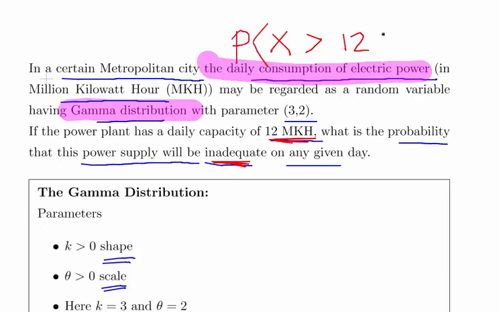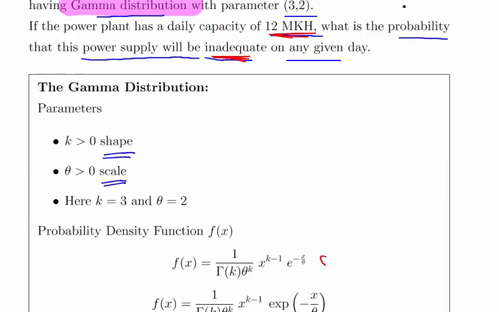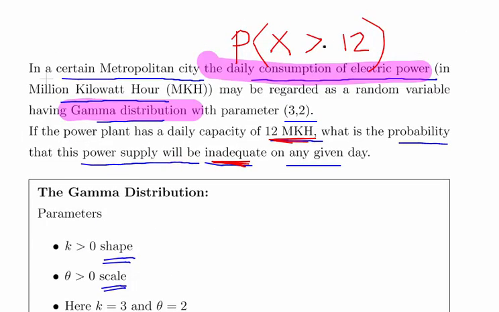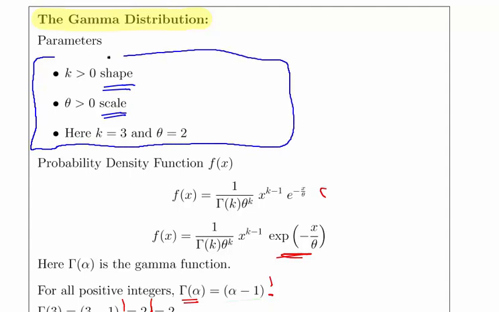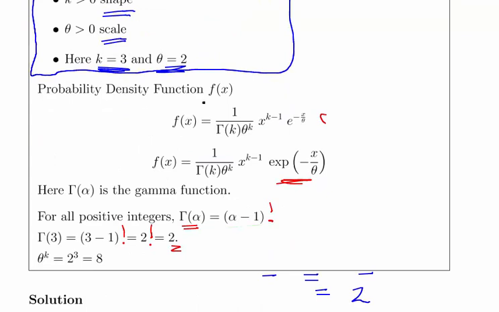So essentially this is what we're asked here: the probability of x greater than or equal to 12. Well, greater than 12 really, but it doesn't matter so much when it's a continuous random variable. This is the gamma distribution, and this is the way we're specifying it, with the shape and scale parameters k and theta. So k is equal to 3 and theta is equal to 2. This is the main specification of the probability density function.